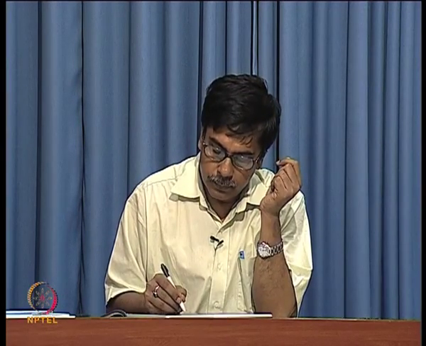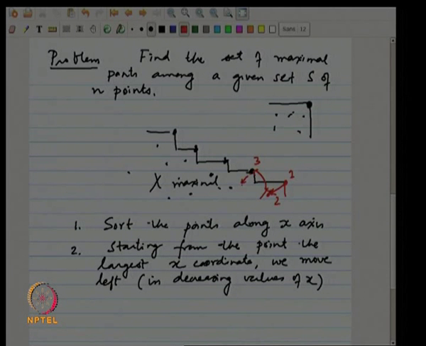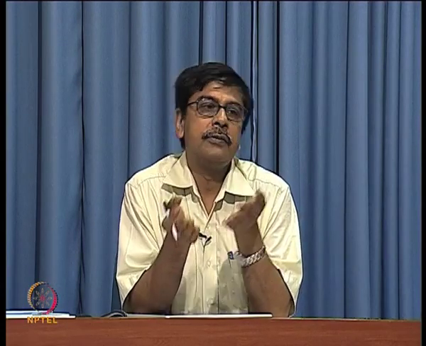So, this is the way we progress, and so what is the information that we require to maintain? When we are here, I know that this point has a smaller x coordinate than all the points we have seen so far. So, the only thing that we need to find out is if any of the points that we have seen till now has a larger y coordinate, which means that the only information that we need to maintain is the largest y coordinate of the points scanned so far.